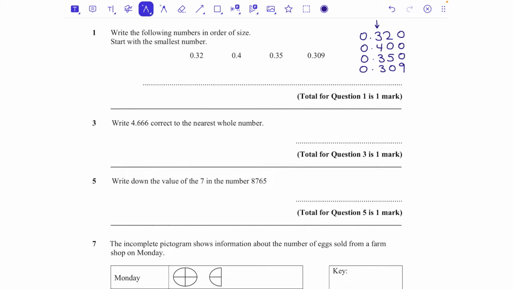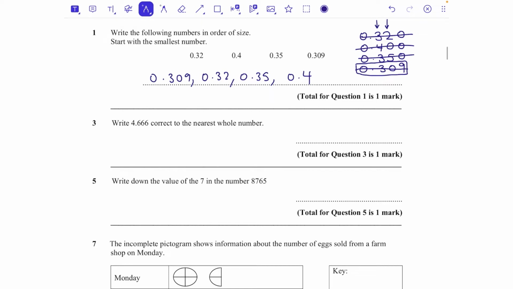So we know that the smaller ones are going to be out of the ones with the 3s, but that doesn't really help us because we've got 3 of them that have a 3 in that column. Moving over again, I've got 2 of them with zeros, but one of those is with the 4. So here we go. This one is going to be our smallest, 0.309, and that's going at the beginning. It says start with the smallest. Then it's going to be 0.320, or just 0.32, and then it's going to be 0.35, and then it's going to be 0.4 as the biggest because it has 4 tenths, which is bigger than any of the numbers with 3 tenths.